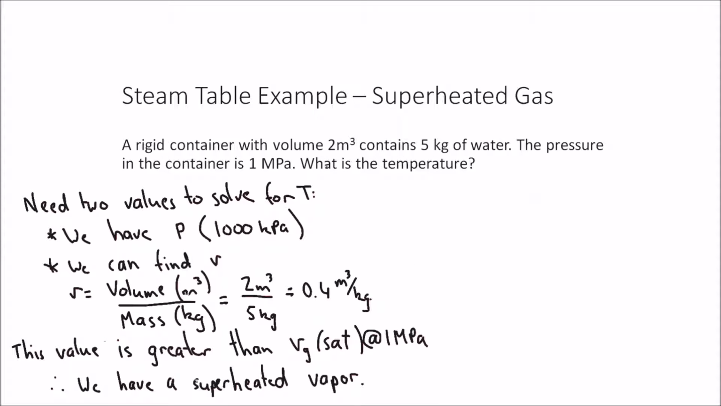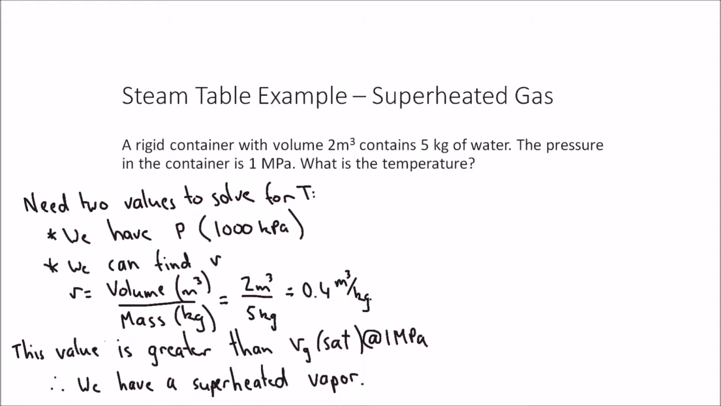Alright, on to our second example. We're using superheated steam tables to look up some properties for a fluid. In this example, we have a rigid container with volume 2 meters cubed containing 5 kilograms of water. We know the pressure is 1 megapascal, and then we need to find the temperature. We need 2 properties to find any of those things. We've got P, which is 1 megapascal, 1000 kilopascals, and we need to compute V. We did compute V in the previous example at 0.4 meters cubed per kilogram.